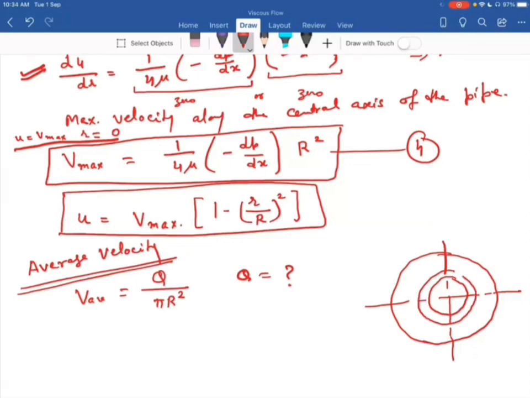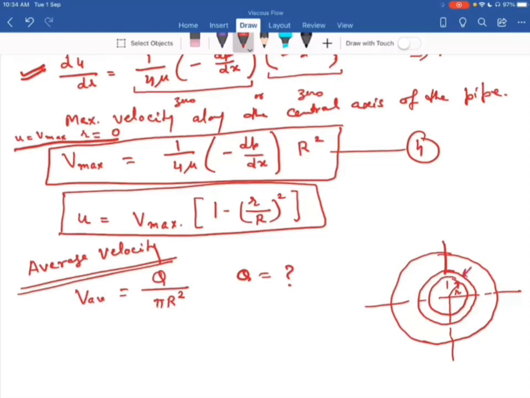This ring is at radius r, having thickness dr. Capital R is the radius of the pipe. So I consider this small ring. Now water enters through this small ring in a plane perpendicular to your screen. Water enters this small ring with a velocity small u.